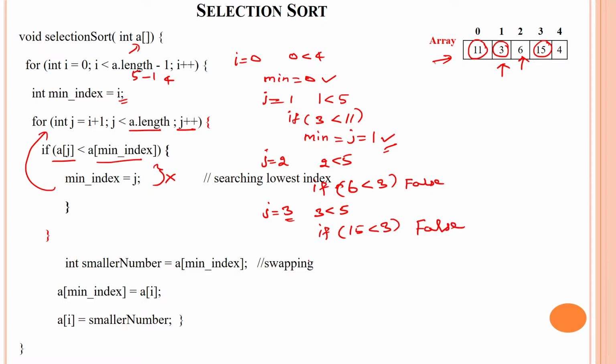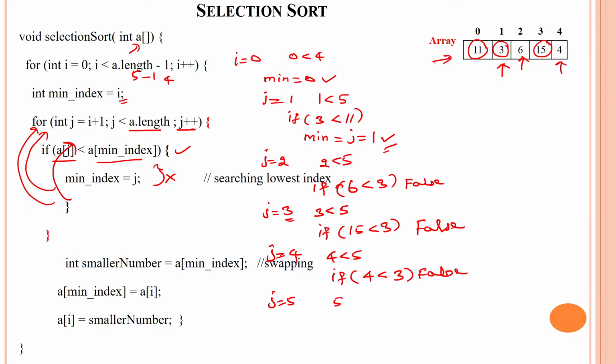Then j is incremented by 1 again, so j becomes 4. 4 is less than 5, so the condition is true. We check a of 4, which is 4. Is 4 less than 3? This is also false. Then j is incremented by 1, so now j equals 5. Is 5 less than 5? The condition is now false.